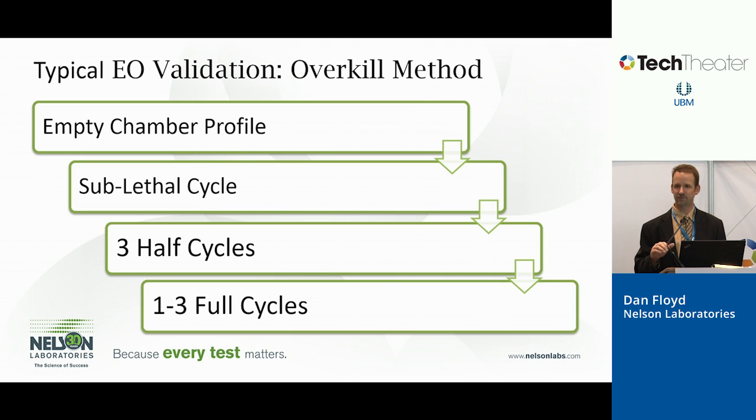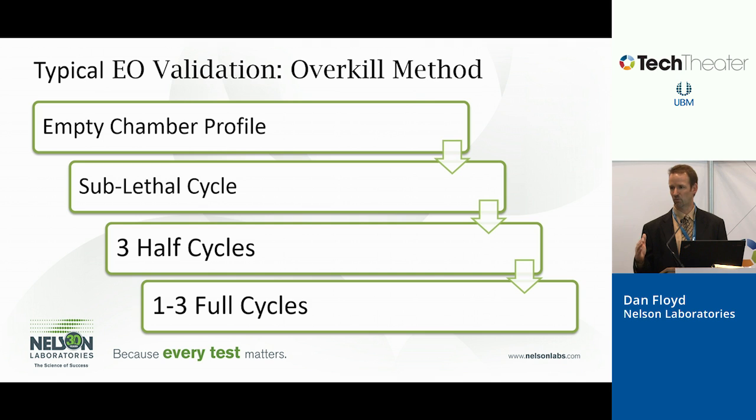You want to show that if samples have been exposed to ethylene oxide, that when you do the sterility test, you're going to be able to recover those, and that sterility test would detect anything that might have survived. So that's your fractional cycle. Then you're going to do 3 half cycles. Again, you have to show that you kill those BIs in half the time. So you're going to have to do that 3 times to show repeatability. So you're doing it in triplicate.